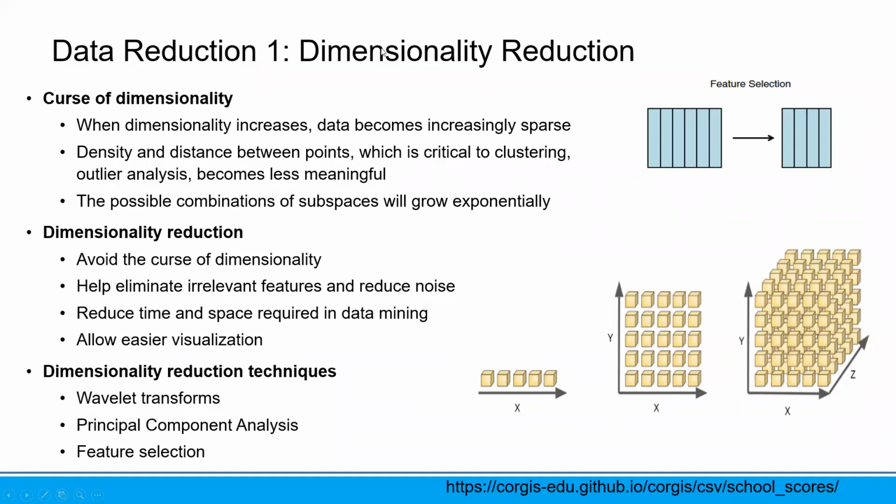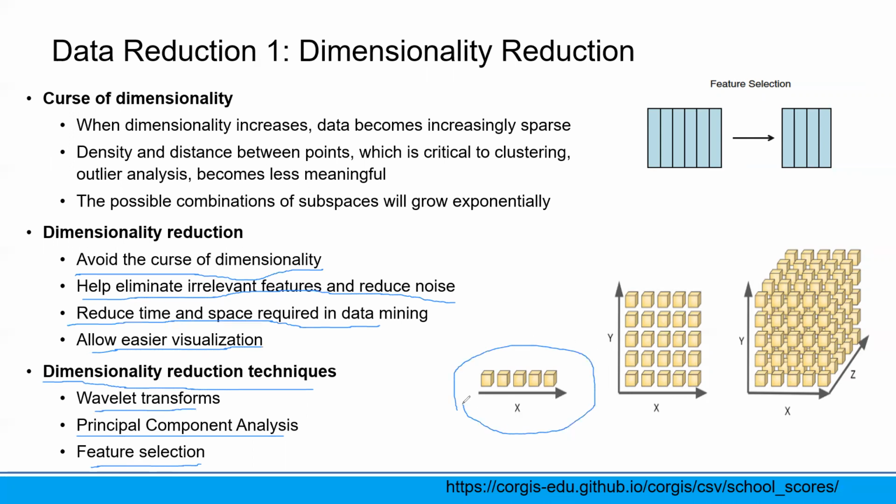And dimensionality reduction is one of the ways to avoid the curse of dimensionality. It helps to eliminate irrelevant features, and it helps to reduce noise. It can reduce the time and space required in data mining, and it allows easier visualization. When you do dimensionality reduction, we have techniques like wavelet transform, principal component analysis, or feature selection.